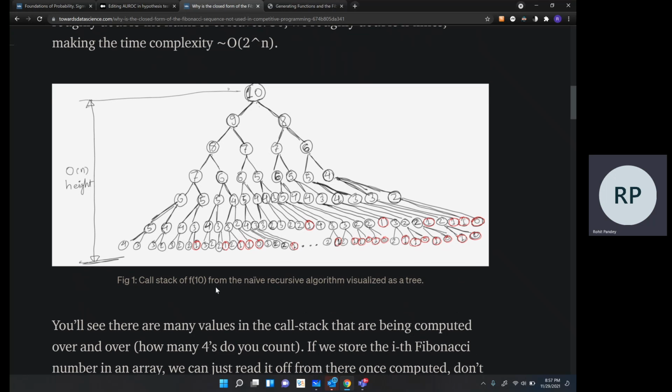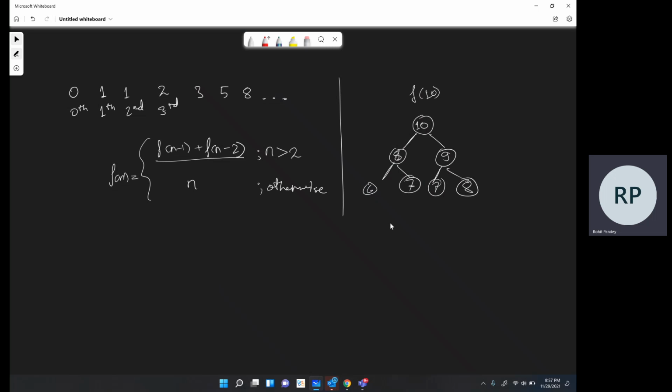So this is no good. We can use dynamic programming, like I said, by saving the previous values in an array to make it O(n). But actually, you don't even need to save all the previous values, because when you're calculating f of n, you just need the previous two, f of n minus 1 and f of n minus 2, right? So at every step, you can just save the previous two numbers and not the whole array, and discard the rest of them, right?